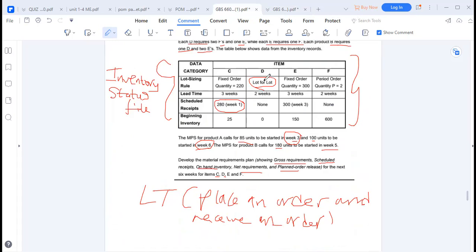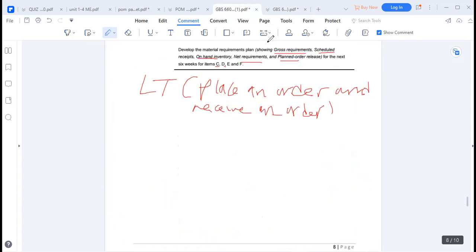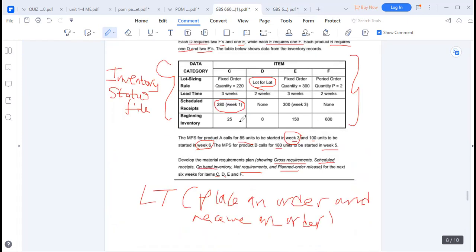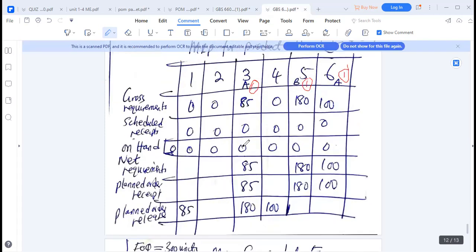So order the shortage, exactly the shortage is what it means as we're looking at that one. So we have to look at what other information is there. For D, the on hand is 0, no scheduled receipts. These ones were zeros. So this one is 0 plus 0 minus 0. We have a 0. 0 plus this is 0 minus 0. We have this is 0. 0 plus 0 minus 85. We have the shortage of 85 units.